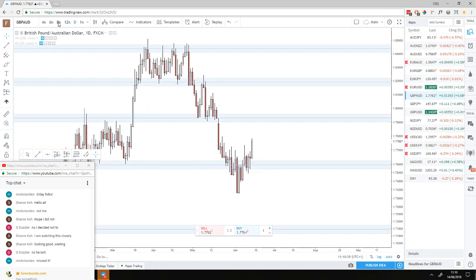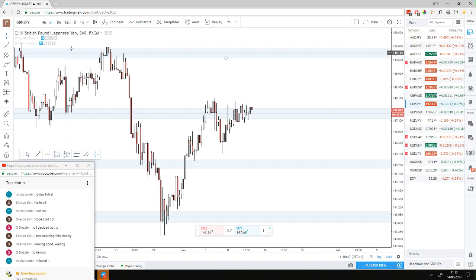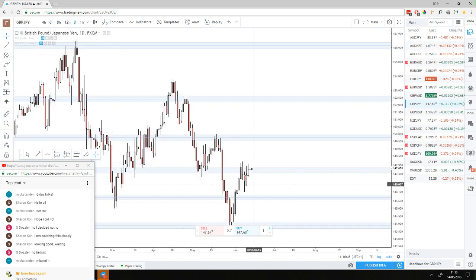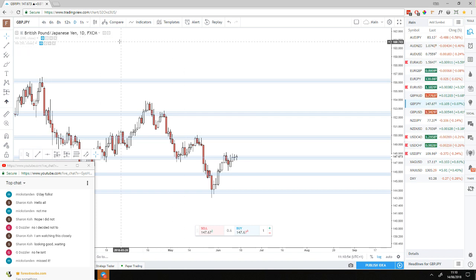GBPUSD, yeah, nothing much going on there. It's just in between support and resistance, so there's nothing that I'd want to trade there. GBPJPY, this one's just stalling out on this resistance area. So it's in the middle of a pretty heavy downtrend right now.